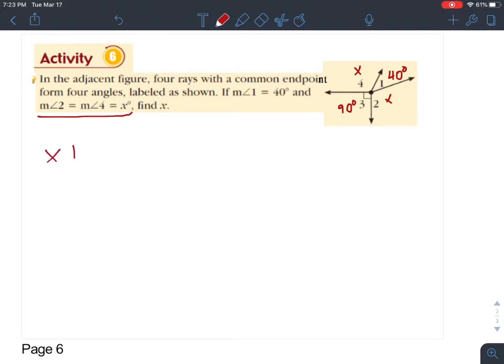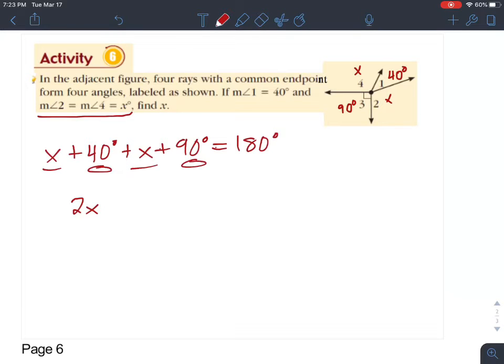Now we just need to add all of these together, so we have x plus 40 plus x plus 90. And that's going to be equal to 180 degrees. Then we need to combine our like terms, so I see x and x makes 2x. We've got 40 and 90 to add and make 130.